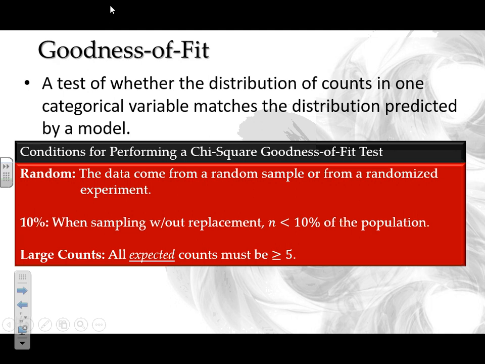So one of the things that can save you a little bit of trouble on the homework, quiz, and test, maybe a little time, if you notice that it's an experiment being run, you do not need the 10% condition. That's only if we're sampling from a finite population without replacement.